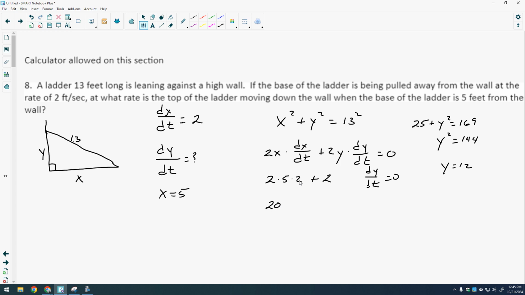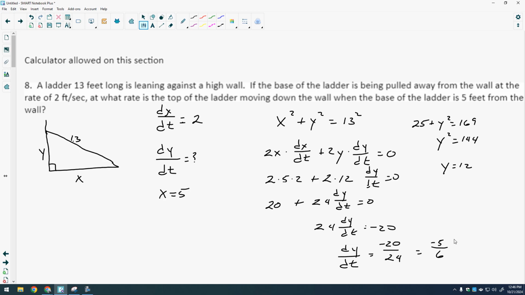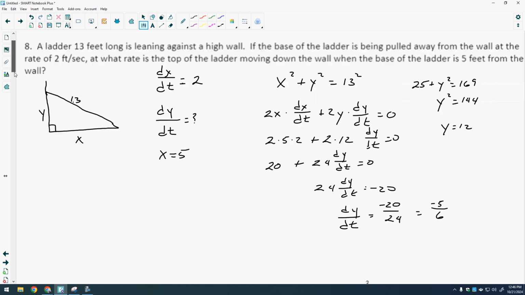All right, so 2 times 5 is 10, times 2 is 20. Plug in a 12 right here, and I get 24 dy/dt. Subtract. Divide. And I get negative 20 over 24. 5 goes into both of those, and I get, negative, 4 goes into both of those, and I get negative 5 over 6. All right, number 8, all done.